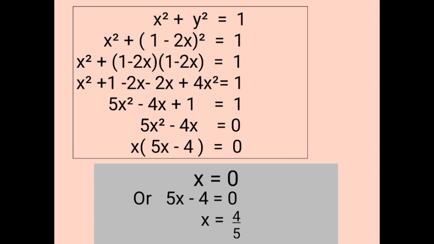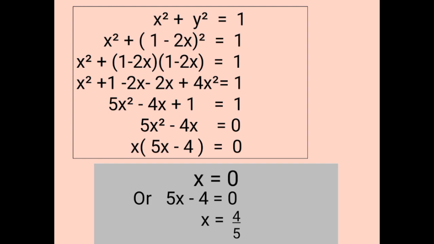Expand the brackets and simplify. Then, x squared plus 1 minus 2x plus 4x squared equals 1. Collect the like terms. So, 5x squared minus 4x plus 1 equals 1. 5x squared minus 4x equals 0. Solve for x using factorizing. So, x times (5x minus 4) equals 0. x equals 0 or x equals 4 over 5.